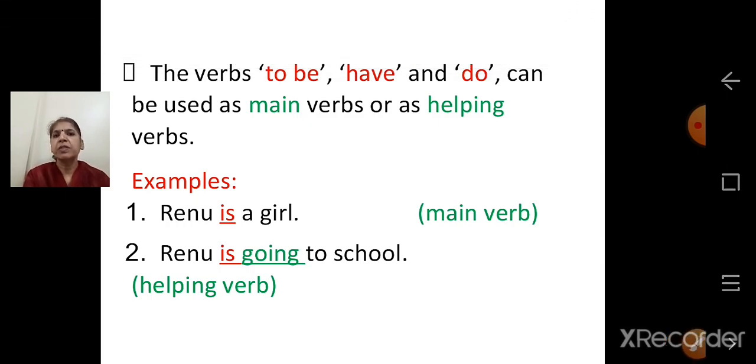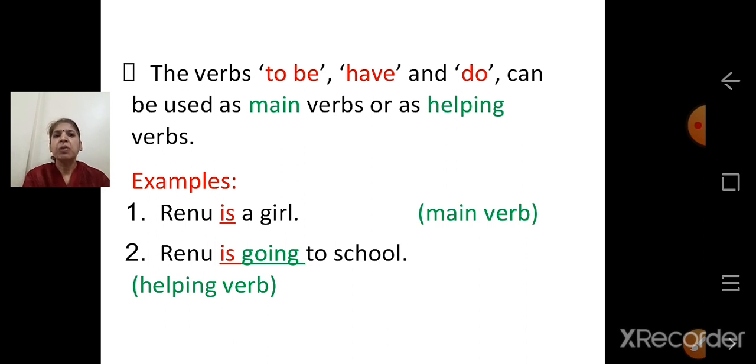So, which verbs have we studied? To be, have and do words. Which are the to be verbs? To be verbs tell us what a person or thing is. Have verbs show belonging or possession. And do verbs are actions. Now, these verbs to be, have and do can be used as main verbs or as helping verbs. So, let's see now.